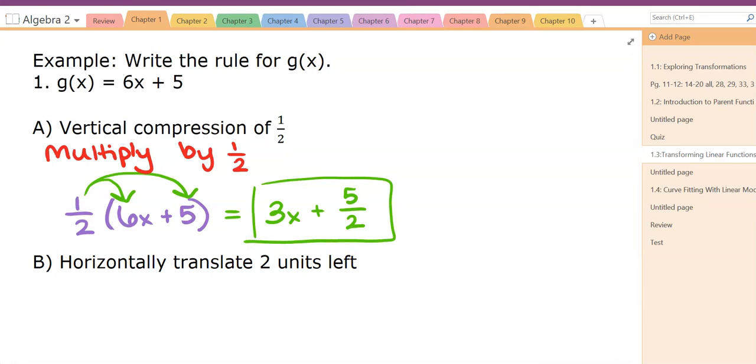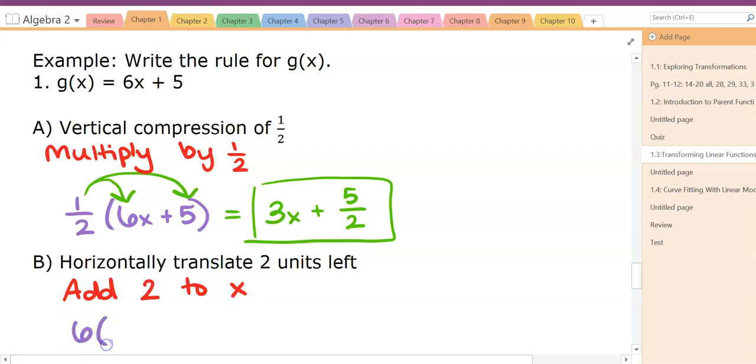Part B wants us to horizontally translate it 2 units to the left. So when we're going to the left, we need to add that 2 to our x. So when I have 6, a lot of times we would put x in parentheses, and we're going to add 2 to that, and then you still have that plus 5. I'm still coming back up and using this original equation.